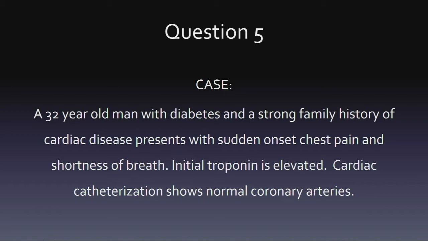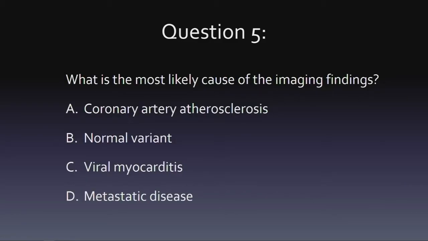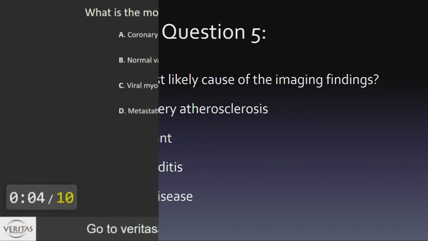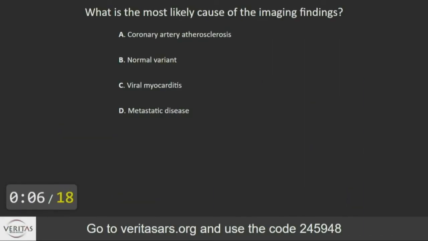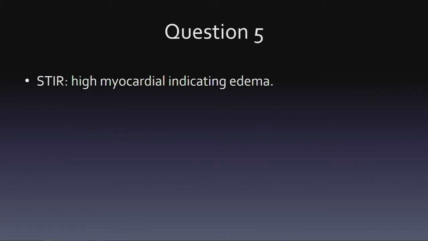Next question. This is a case of cardiac MR imaging. So here we have a young man with diabetes, strong history of cardiac disease, actually even has some troponin abnormalities, but the catheter evaluated him. Coronaries are fine, which is good because he's 32. But we have then a cardiac MR follow-up. And with these pictures, what is the most likely diagnosis? All right, viral myocarditis, perfect. Okay, good, easy, then we're fine.